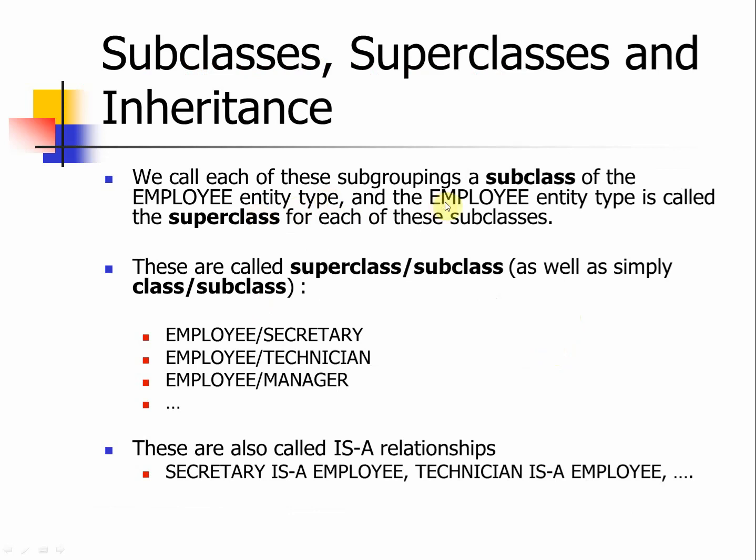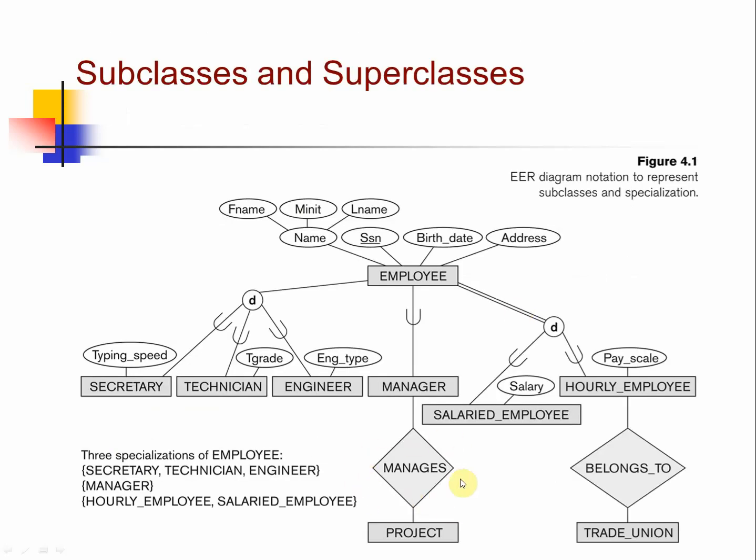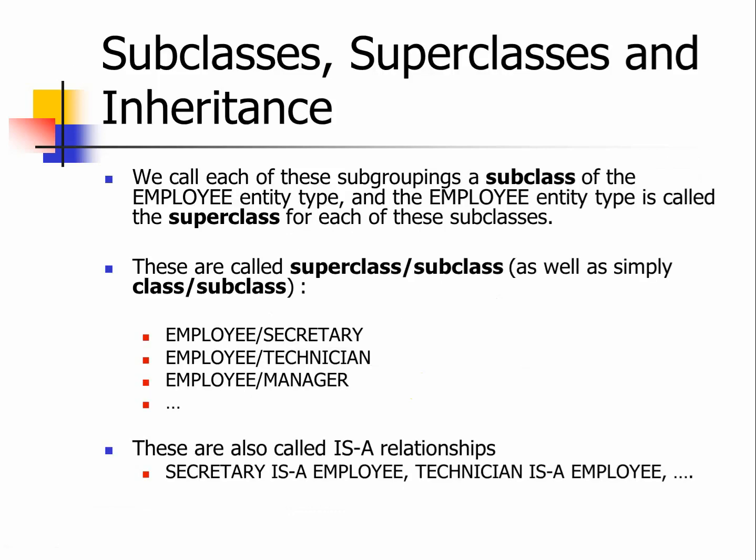We call each of these subgroupings a subclass of the employee entity type, and the employee entity is called a superclass for those. They are called superclass/subclass. You need to pay attention to understand this one. They are not the relationships we discuss in our ER diagrams, because if it is a relationship, then we have a diamond shape. These are superclass and subclass notations, so they are not really a relationship.